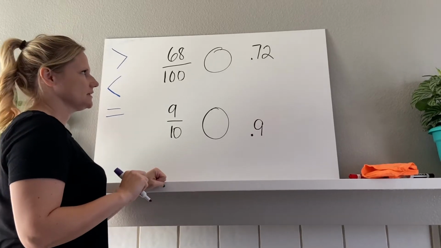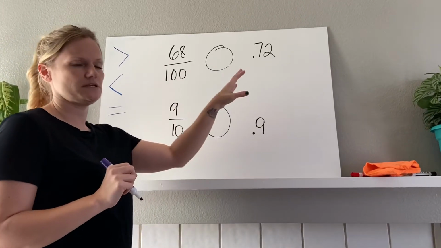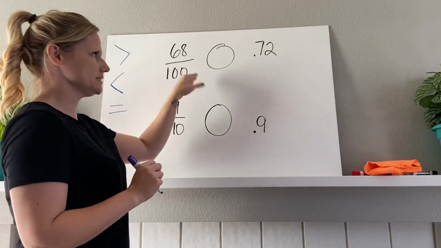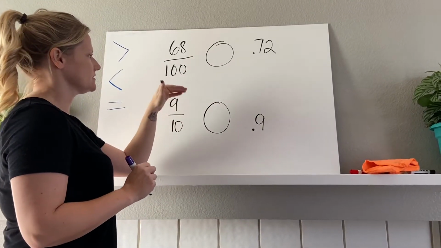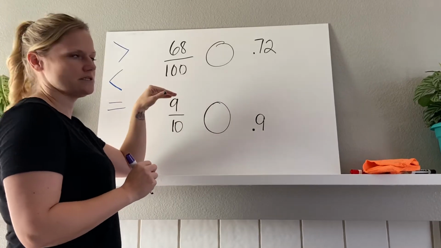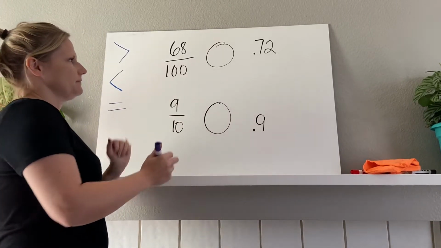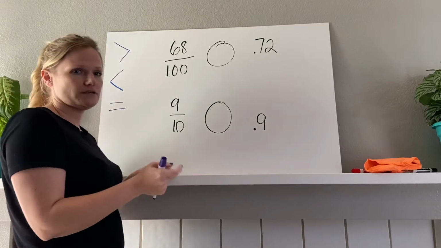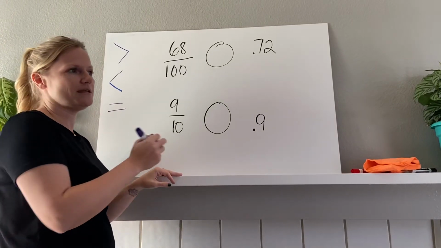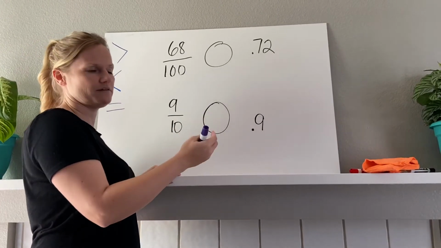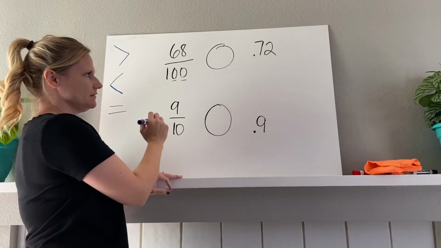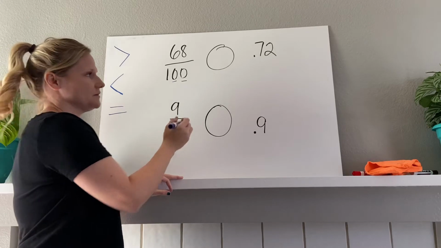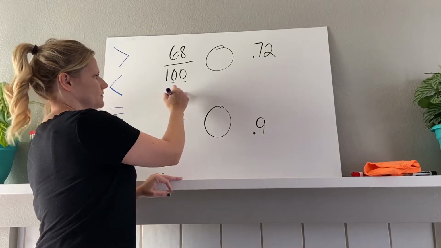Okay, so we're going to talk now about how to compare fractions with decimals. So we just talked about comparing decimal with decimal. So the first thing we need to do is change this fraction into a decimal. How you do that is you're going to look at your denominator first, and you're going to figure out how many place value spots you need after the decimal. Because you have 100 as your denominator, you're going to need 2 place value spots after your decimal.